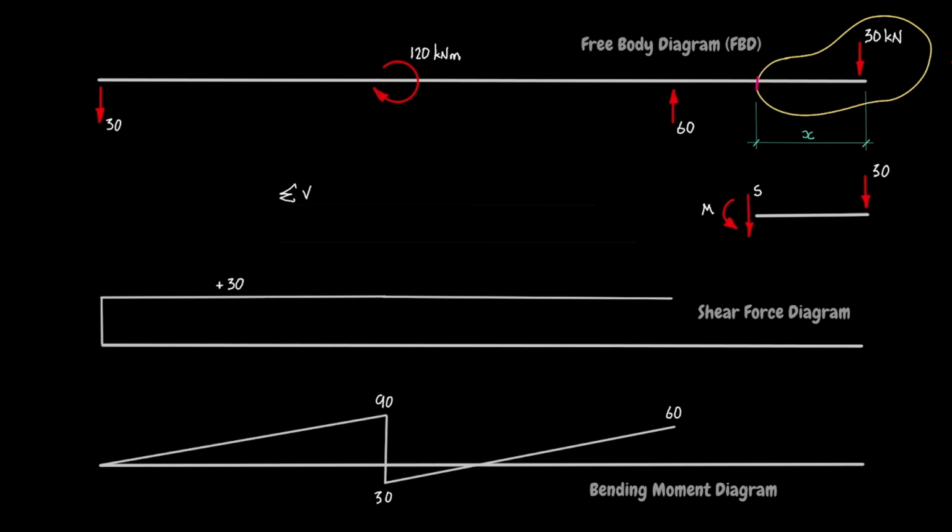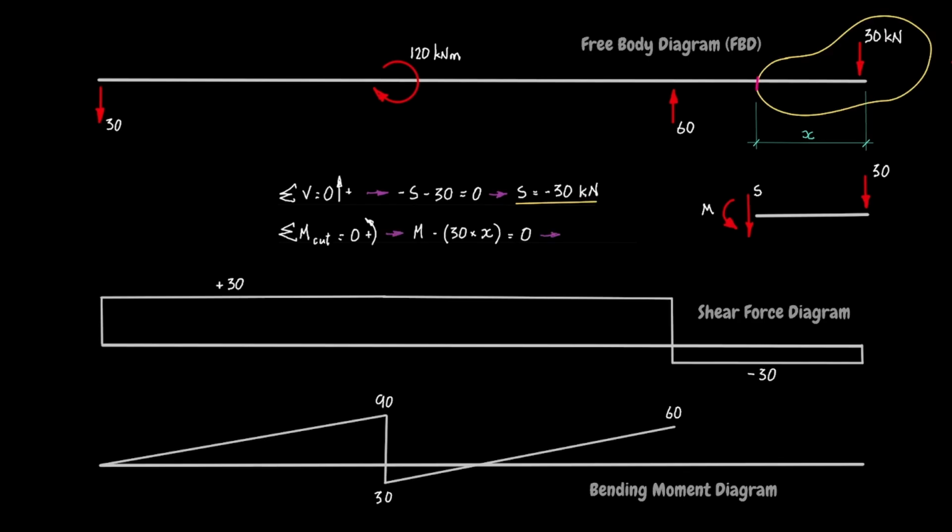Summing vertical forces shows that the shear at X is minus 30 kilonewtons. Draw this result on the shear force diagram. And, taking moments about the cut, shows the unknown bending moment is plus 30x kilonewton meters. That is, the bending moment varies linearly from 0 at D to plus 60 kilonewton meters at C. Draw this result on the bending moment diagram.